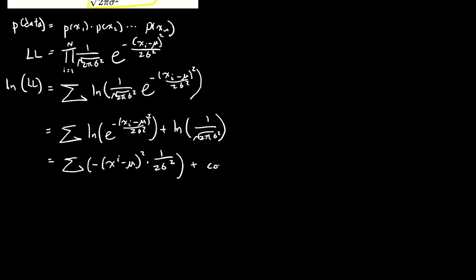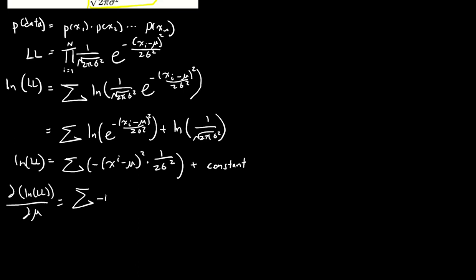So I'm just going to write constant here, whatever that value is. Okay, so that's our log likelihood. And now I want to take the derivative of this whole thing and set it to 0, right? So the derivative of the natural logarithm with respect to mu is going to be a sum, right? The sum of derivatives is the same thing as the derivative of the sum.